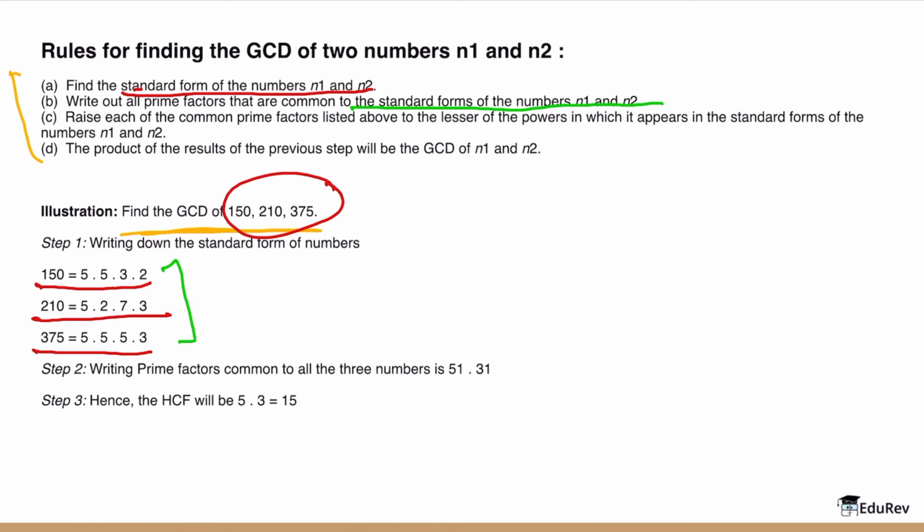So common to this is nothing but 5 to the power 1 and 3 to the power 1. Here it's 5 to the power 1 and 3 to the power 1. Okay, so 5 is common and this 3 is common, correct? So 5 one time and 3 one time is common to all of this.